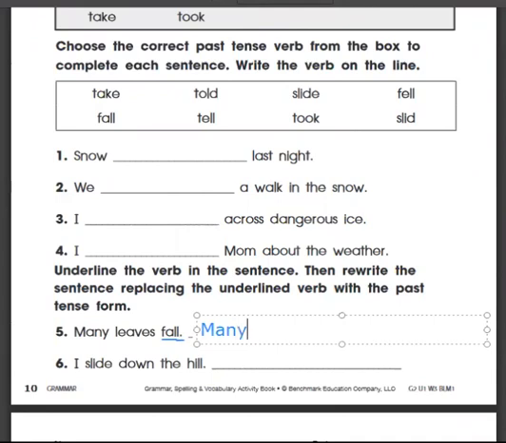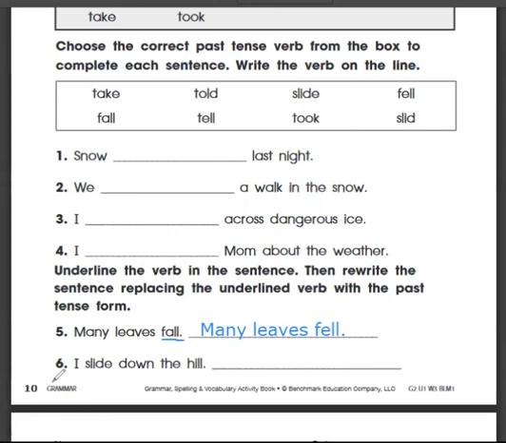Many leaves fell. Put a period at the end of my sentence. Go ahead and rewrite that sentence. Make sure you're using fell, the past tense, instead of fall.